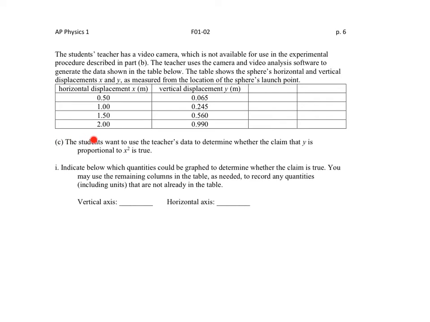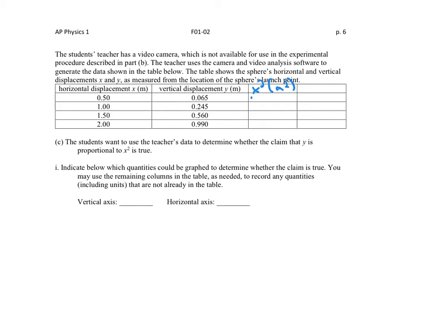Part C. The students wish to use the teacher's data to determine whether the claim that Y is proportional to X squared is true. In Part 1, indicate which quantities could be graphed to determine whether the claim is true. You may use the remaining columns of the table as needed to record any quantities, including units, that are not already in the table, and then tell us what would the vertical and horizontal axis be. It seems relatively clear that we would like to measure X squared, which would be in units of meters squared, and we should grind that out on a calculator.